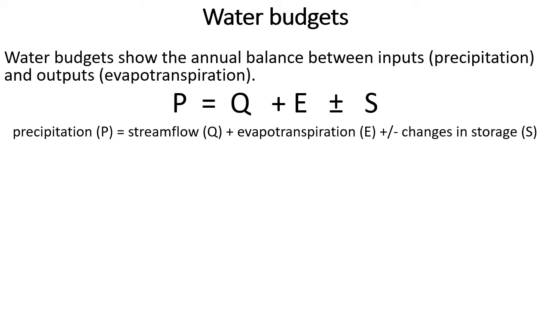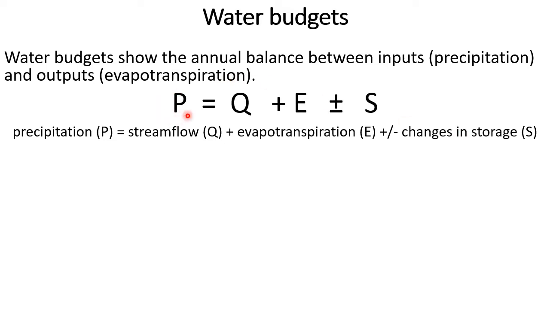Now, a water budget is basically this formula. It's the relationship between the amount of rain coming into a system and the amount of water being lost from a system, and what it says is that the difference between those two things will be the change in storage. So let's have a look at this.